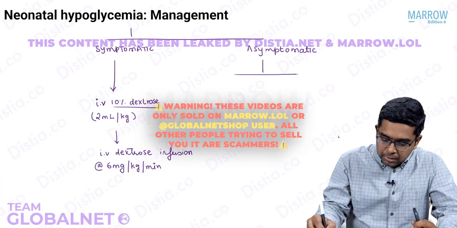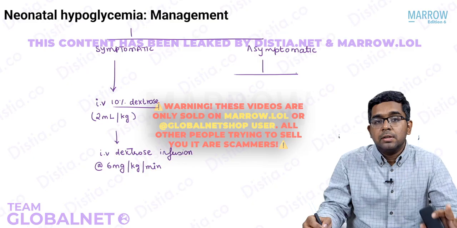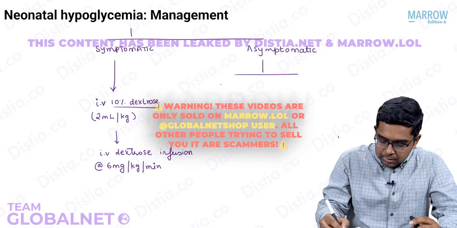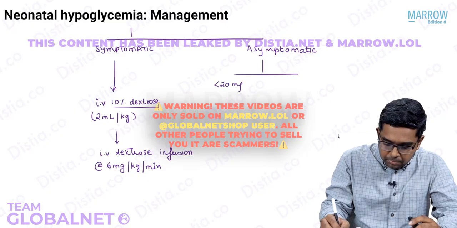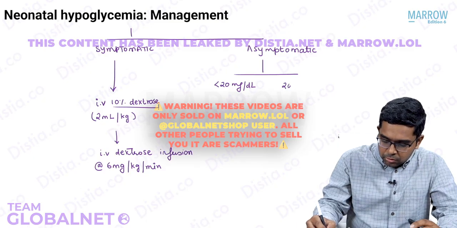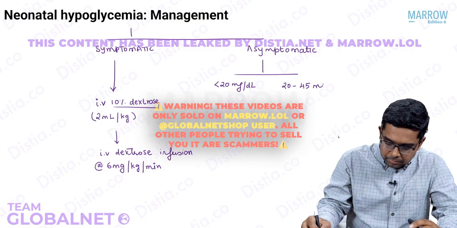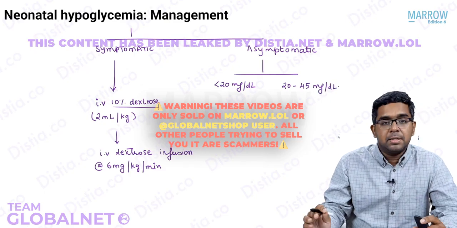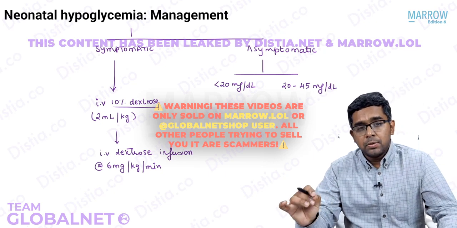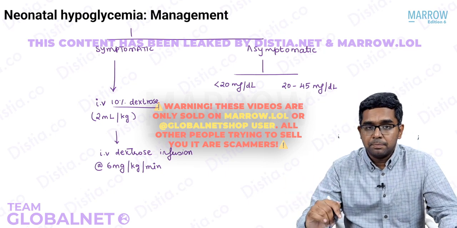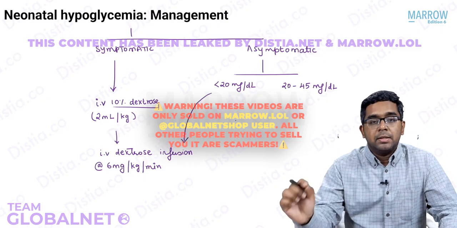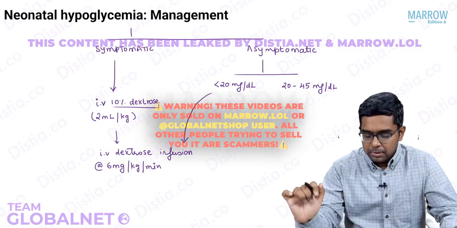This treatment will be decided by the levels of the blood glucose. Okay, we can divide it into two categories: a level less than 20 milligram per deciliter and a level more than 20, that is 20 to 45 milligram per deciliter. Remember, less than 45 milligram per deciliter is what we call hypoglycemia. Let's take the first scenario, that is less than 20 milligram per deciliter of blood sugar. This has to be treated by IV infusion at the rate of 6 mg per kg per minute.